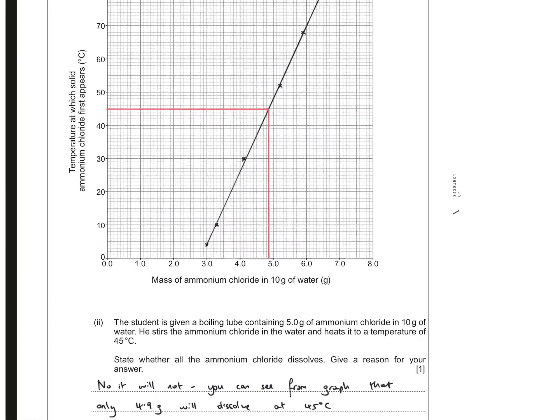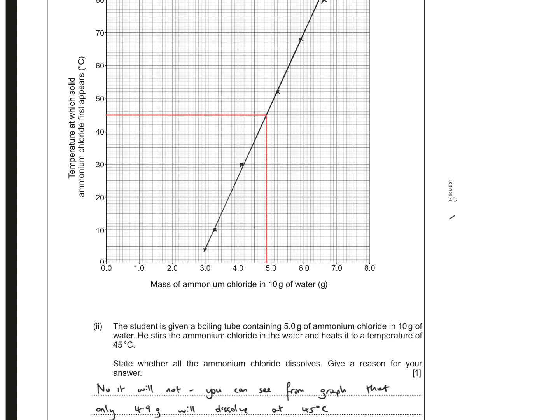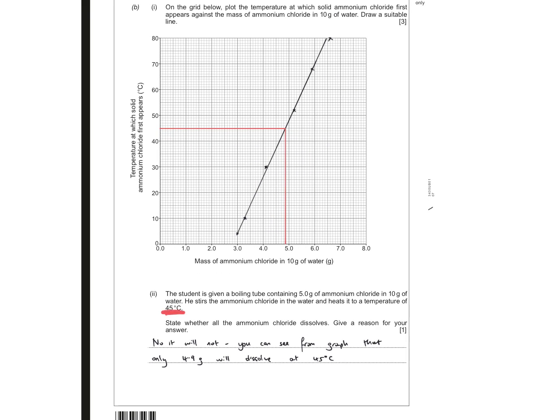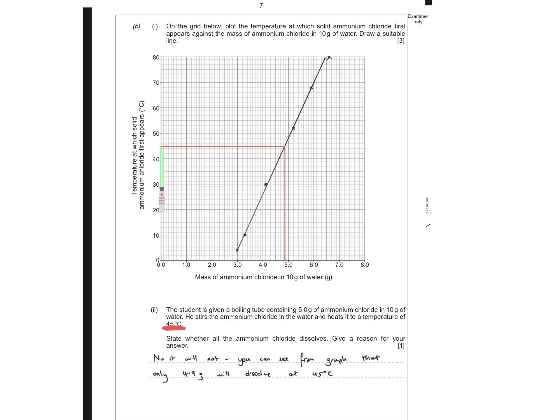The student is given a boiling tube containing 5 grams of ammonium chloride in 10 grams of water. He stirs the ammonium chloride in water and heats it to a temperature of 45. State whether all the ammonium chloride dissolves and give a reason for your answer. So I've gone to 45. I've gone across the corridor and down the stairs. And I can see from the graph at 45 degrees, only 4.9 grams will dissolve. So there'll be 0.1 gram left over.